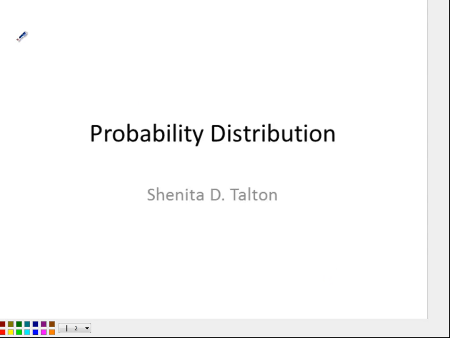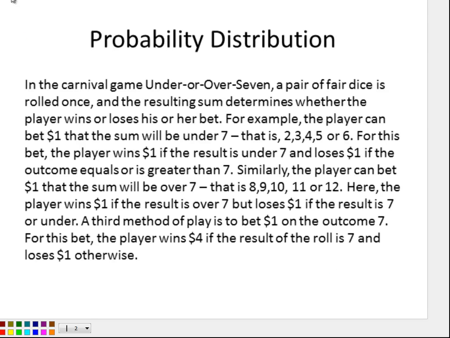Today we're going to talk about the probability distribution. We're going to go over this example. It says in the carnival game under or over 7, a pair of fair dice is rolled once, and the resulting sum determines whether the player wins or loses his or her bet.